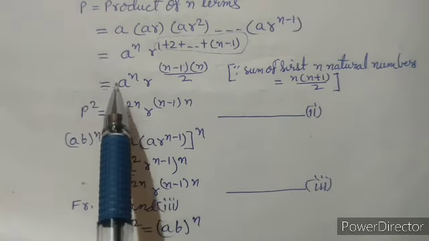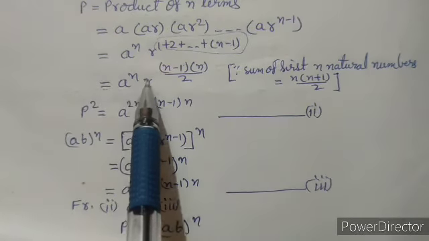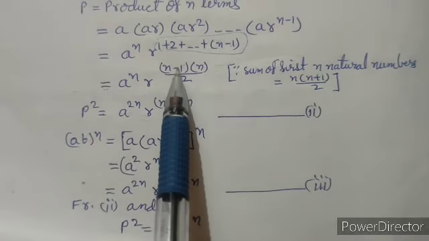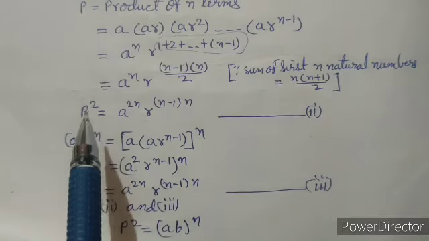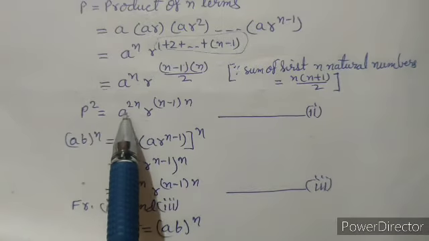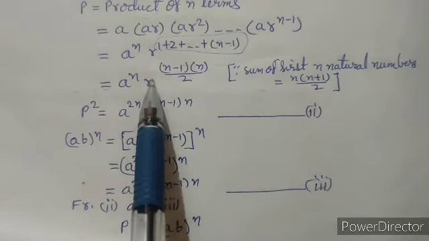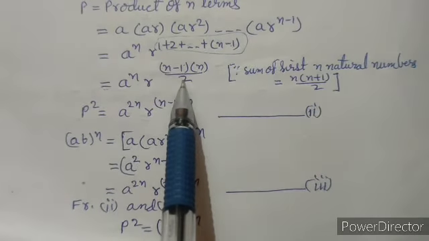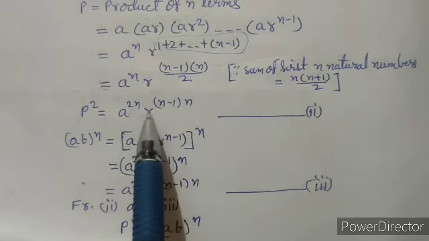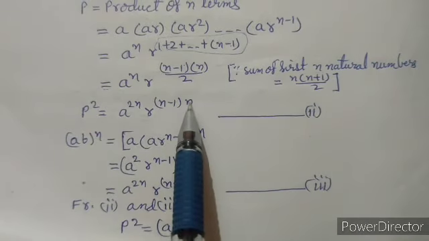So here P will be equal to A raised to power n into R raised to power n minus 1 into n upon 2. Now that means P square will be equal to A raised to power 2n into R raised to power 2 into n minus 1 into n upon 2, and that will give us R raised to power n minus 1 into n.